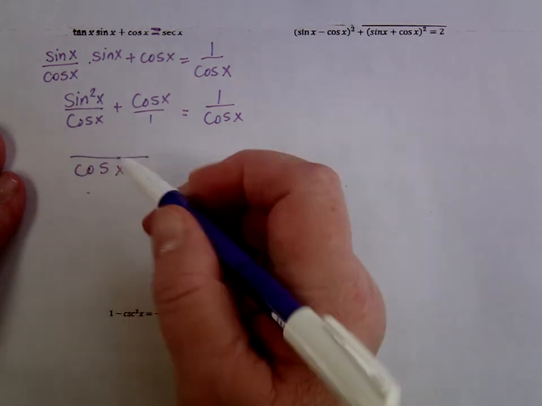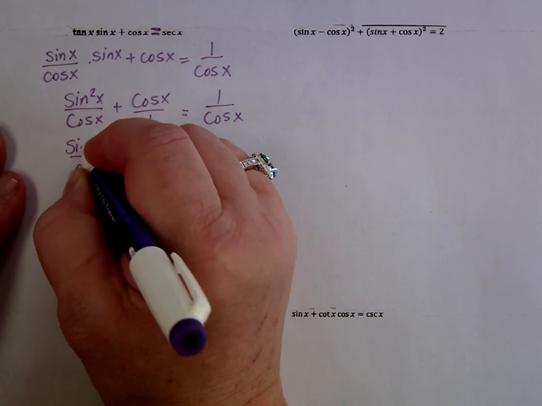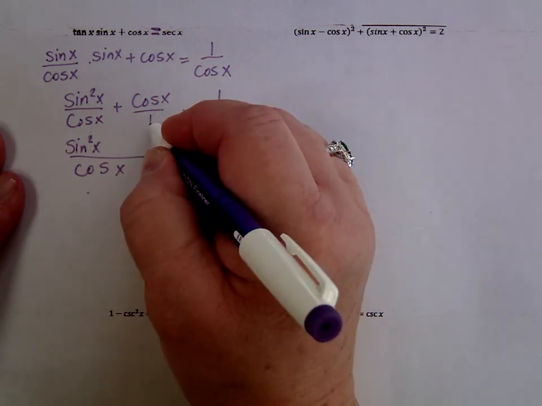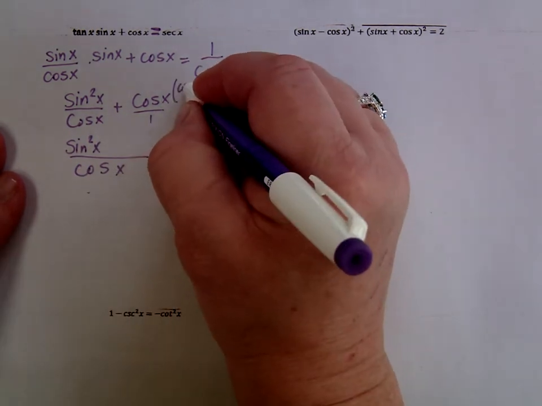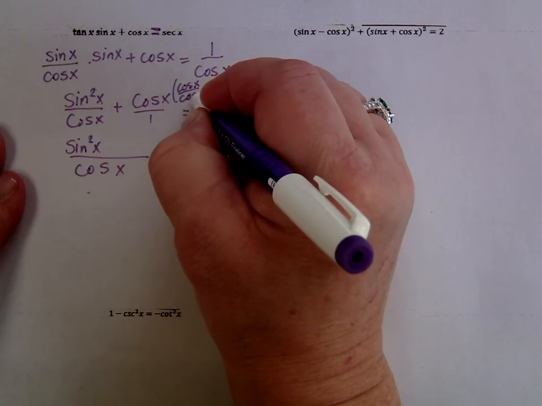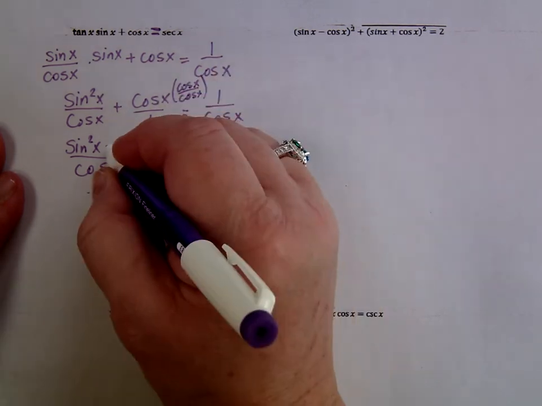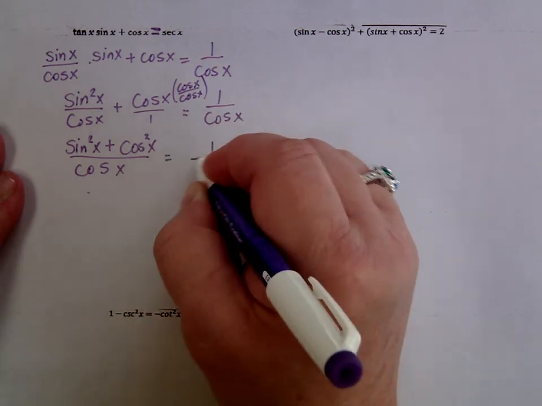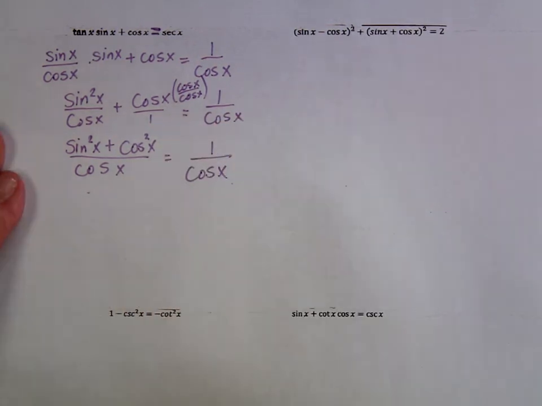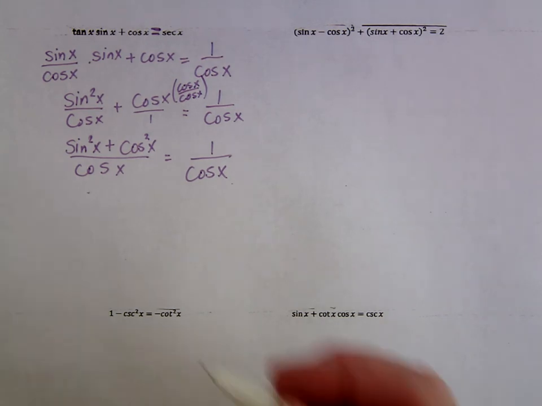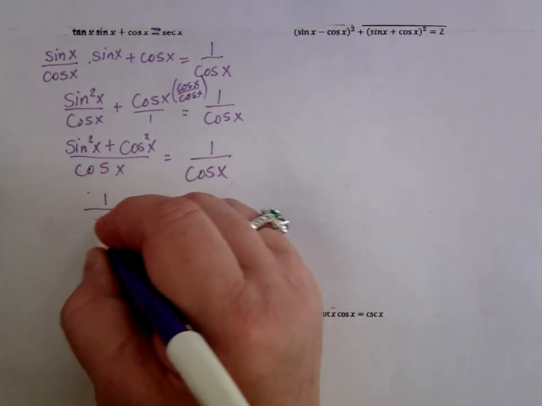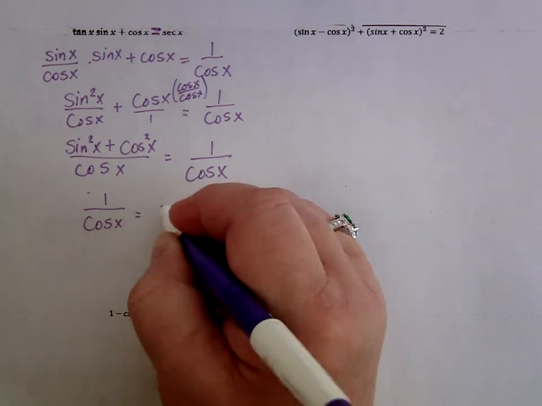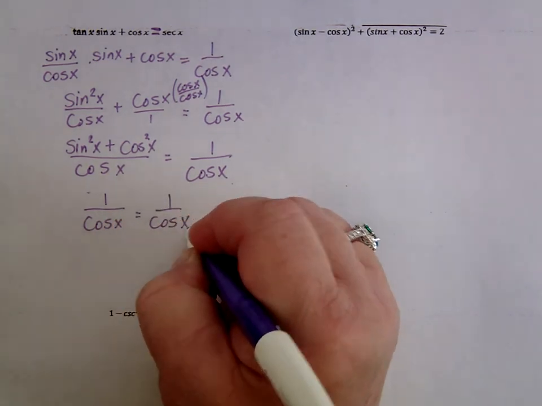This guy has it, stays the way it is. This guy needs it, he needs to turn into a cosine, so he's got to get multiplied by cosine over cosine. Cosine times cosine, got a plus sign, is cosine squared. Alright, ready to put on the happy dance, because cosine squared plus sine squared, or sine squared plus cosine squared, equals 1. And you are done. You have just verified that.